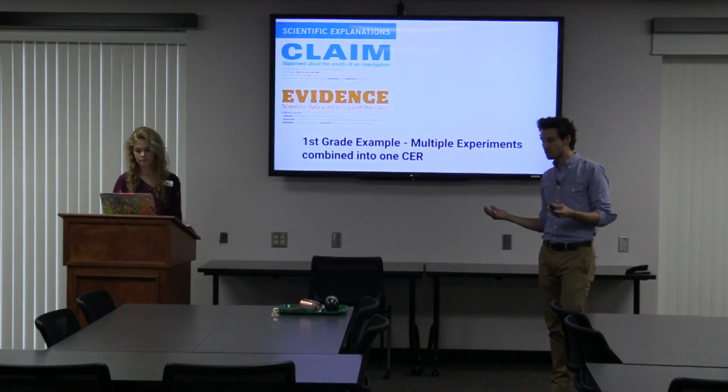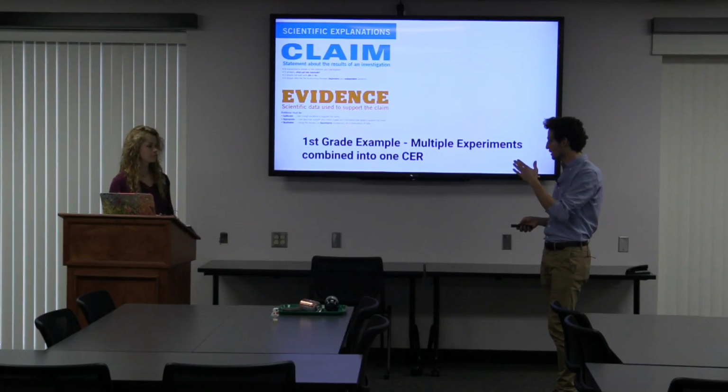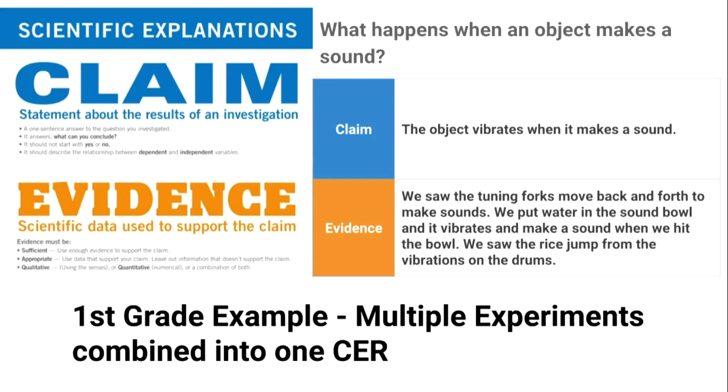So we're going to look through a couple examples. I know we've been moving quickly, but we're going to stop and just look at a couple examples. And so here's the one in first grade. So what happens when an object makes a sound? The object vibrates when it makes a sound, and then they provide evidence. We saw the tuning forks move back and forth. We put water in the sound bowl and it vibrated. When we hit the bowl, we saw rice jumping from the vibrations on a drum.